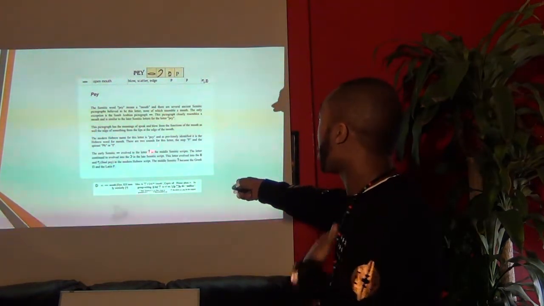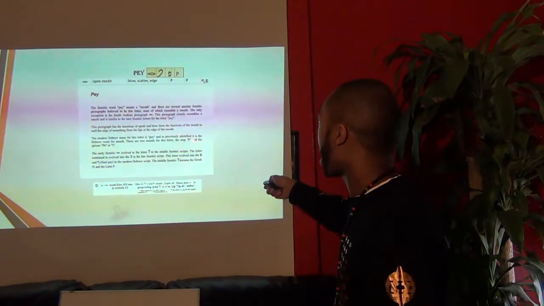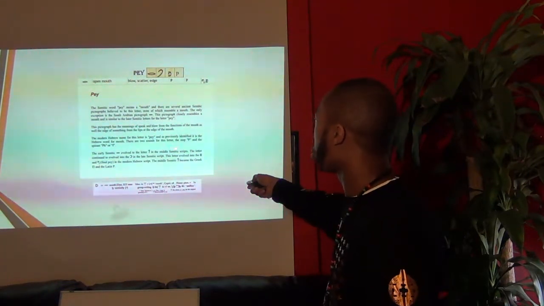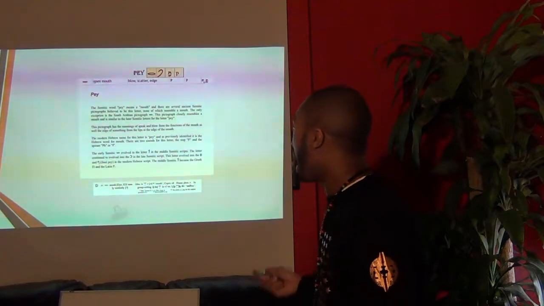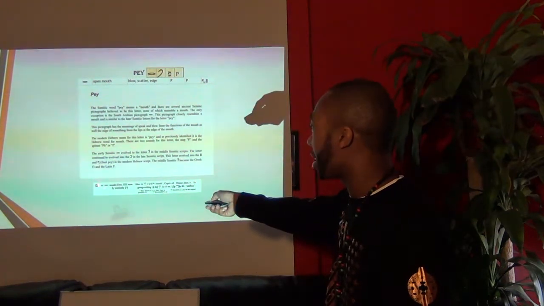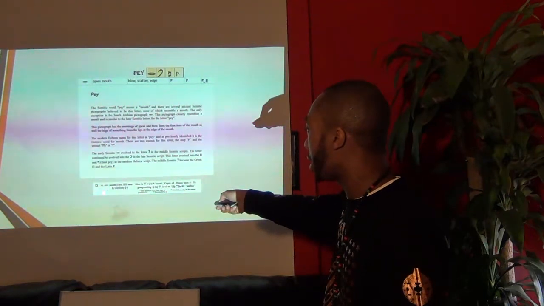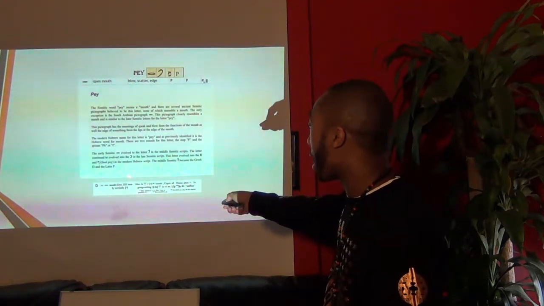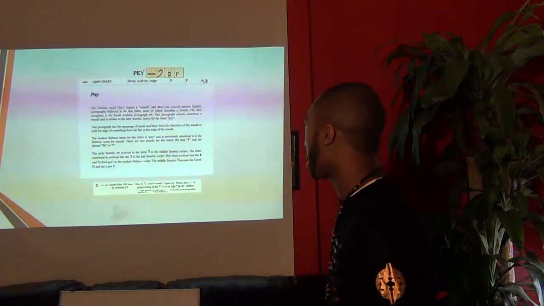The modern Hebrew name for this letter is Peh, and as previously identified, it is the Hebrew word for mouth. There are two sounds for this letter, the stop P and the variant F, alright? And that's D21. But if you look in the section of D in the Alan Gardiner list, look for mouth. And it has the same ideogrammic meaning.